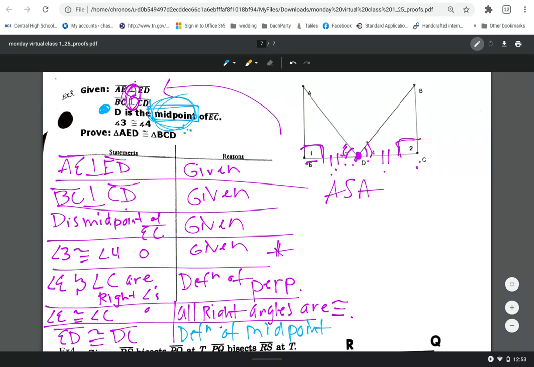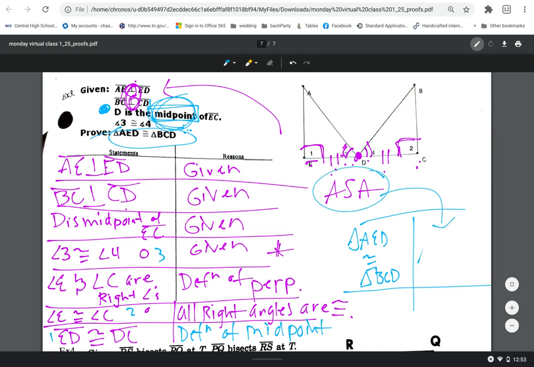Okay, so now I have 1, 2, 3 congruent parts. And you have to make sure they're in the right order. So I'm going to have to extend my proof. All right, so now can I say these 2 triangles are congruent? Yes, so triangle AED is congruent to triangle BCD. That's supposed to be all on one line, but I didn't give myself enough room. Okay, how do I know? ASA. Okay, that was a long one. That one's really intense.